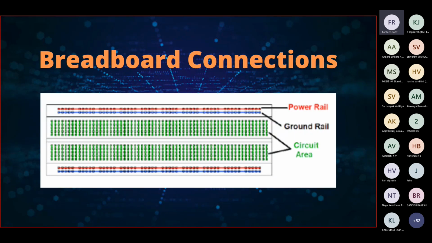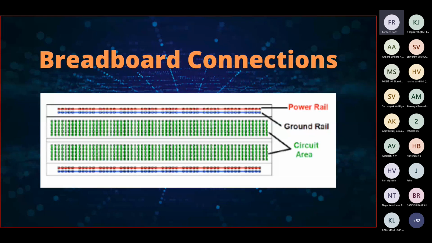So here on the power rail, you can see this entire vertical strip is connected together, or shorted together. So if you connect at one end of the power rail, the other end of the power rail will also get the same amount of voltage. Similarly for the ground rail. These are connected horizontally, and the circuit area, which is the green part, is connected vertically.